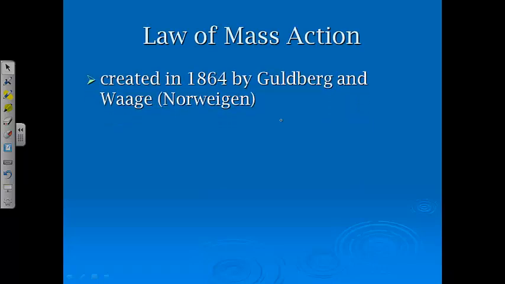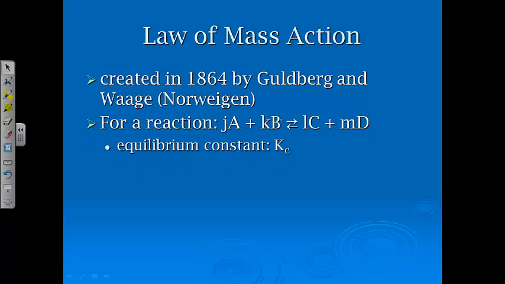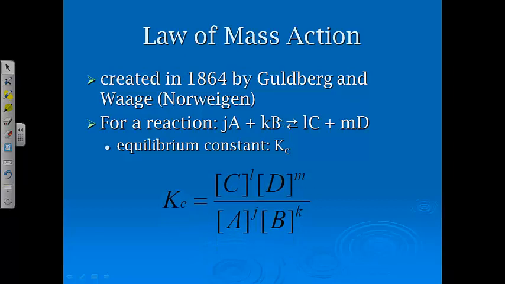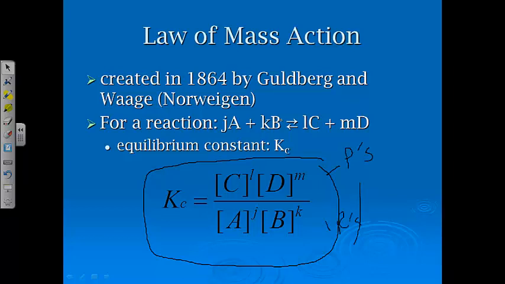Okay, let's talk about the equilibrium constant. The law of mass action was developed by two Norwegians in 1864, Guldberg and Waage, and I'm probably saying that wrong. For a general reaction, where the lowercase letters are the coefficients and the capital letters are the actual chemicals, the equilibrium constant, again, is Kc, using molar concentrations. The general way that we write equilibrium constants is, remember, the products go on top, the reactants go on the bottom.